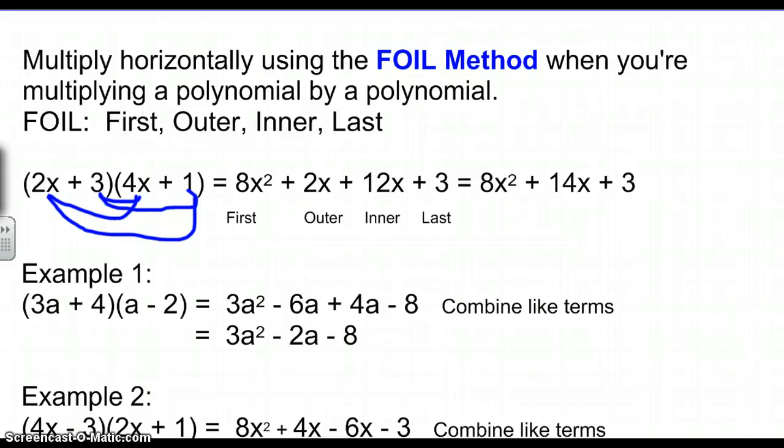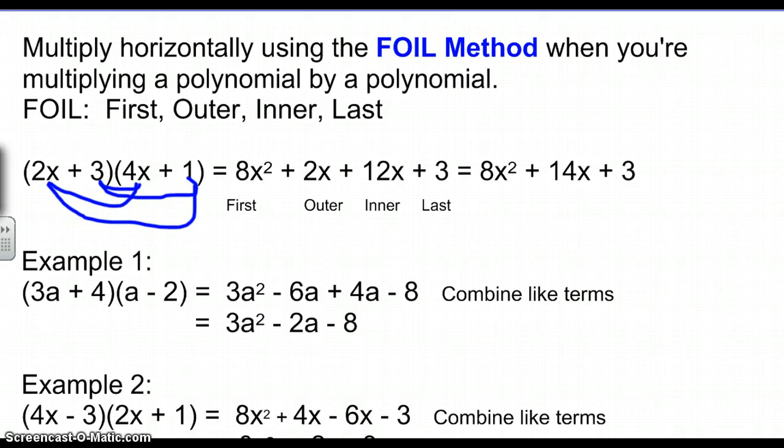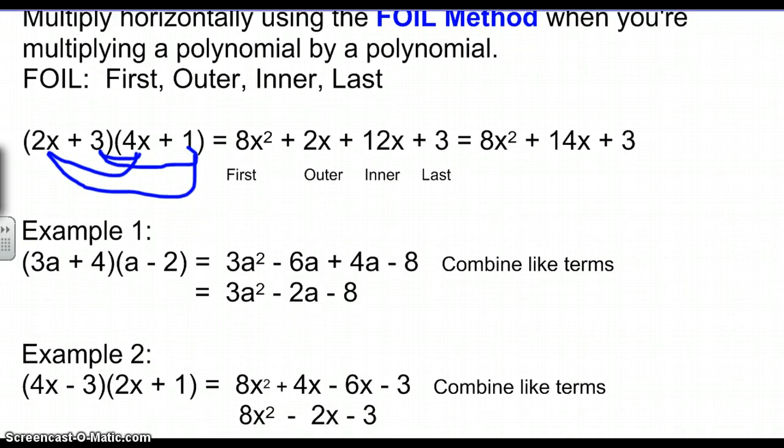In the next example, we have 3a plus 4 times a minus 2. Again, we're going to multiply first, outer, inner, last. So the first is going to be 3a times a, that's 3a squared. Then 3a times minus 2 is minus 6a. Then 4 times a is 4a. And 4 times minus 2 is minus 8. And then you have to combine like terms, which are the two center terms. That's minus 6a and 4a. And that becomes minus 2a. So you end up with 3a squared minus 2a minus 8.